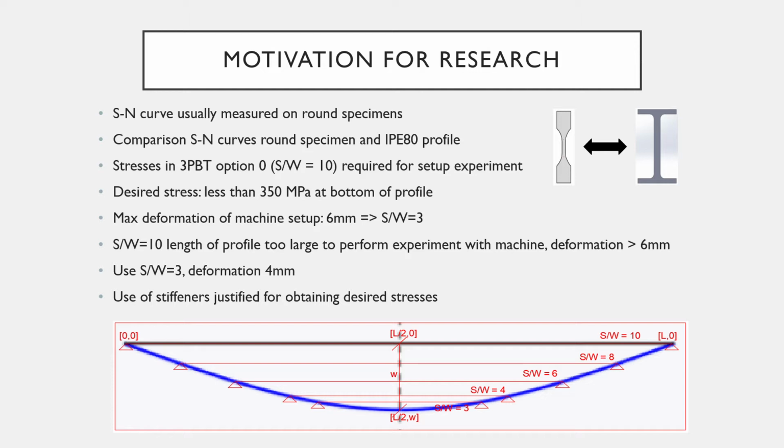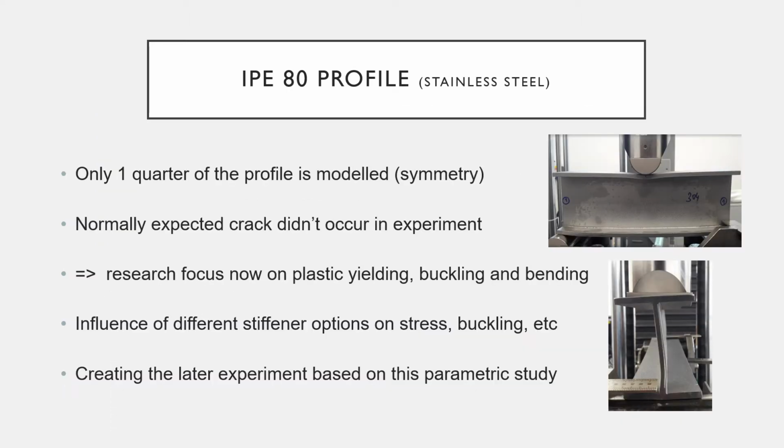For obtaining the desired stresses, the use of stiffeners is justified. Here on the right you can see the IPE80 profile in stainless steel, which is used in the experiment. And only 1/4 of the profile will be modeled because of symmetry in 2 directions. Normally, there's an expected crack, but it didn't occur in the experiment. That's why the research focuses now on the plastic yielding, the buckling, and the bending. In this research, we investigate the influence of different stiffener options on the stress and buckling. Therefore, we're creating the later experiment based on this parametric study.